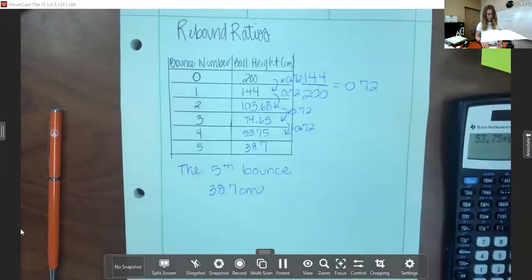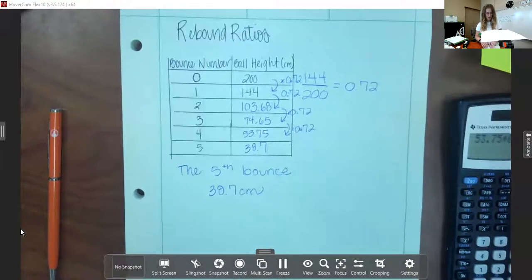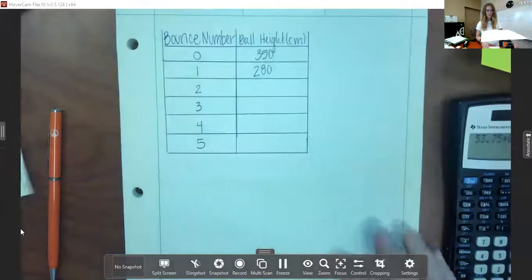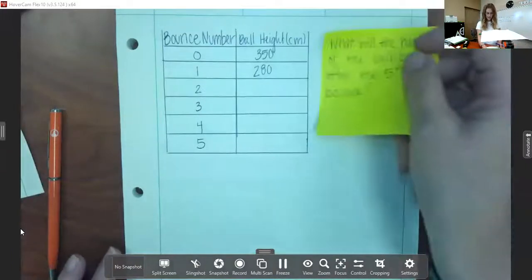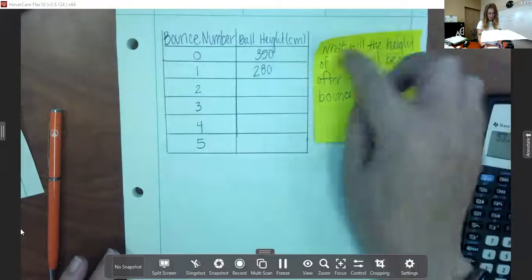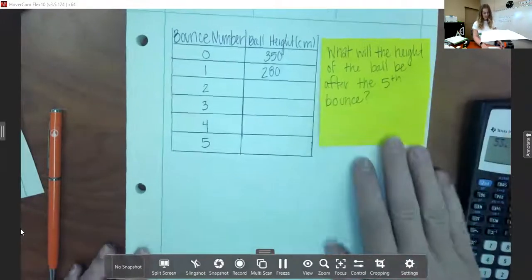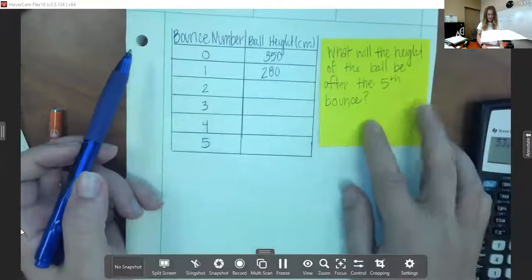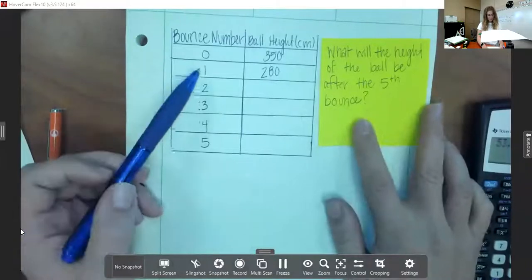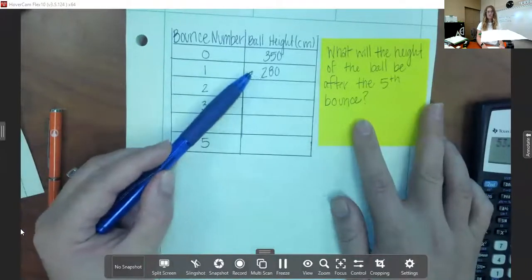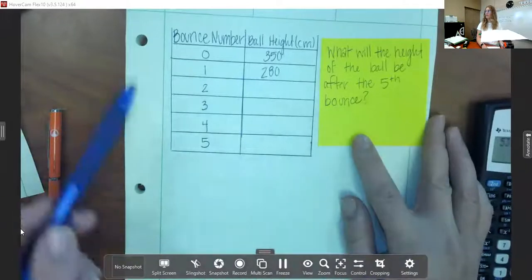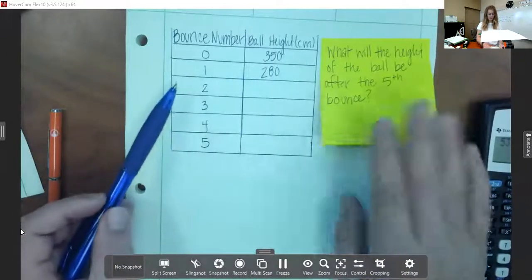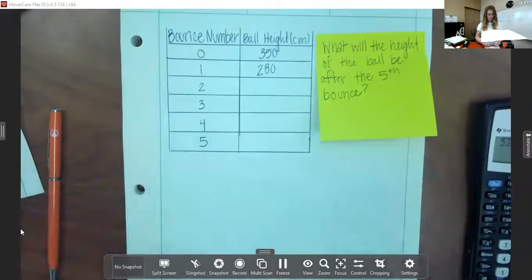Okay, now it's time for you to try one on your own. So here is your problem. It's the same question. So in a minute, you're going to pause the video and you're going to try this on your own. You're going to want to find the height of the ball after the fifth bounce. You've been given enough information. You can watch the video from before, what we just went over, in order to help you solve that. So pause the video now and find the height of the ball after the fifth bounce.